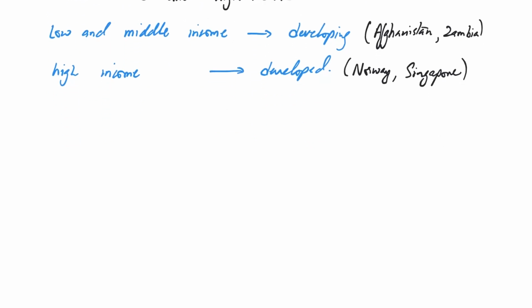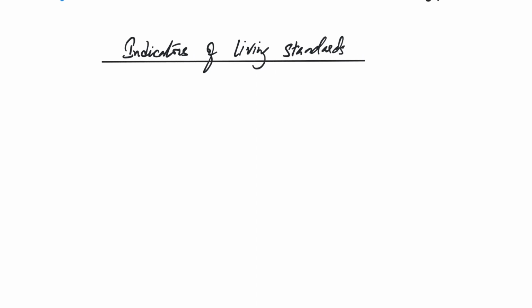So in your O level course, you have two indicators that we talk about. Indicators of living standards. Two indicators of living standards. So एक तो है हमारा रियल जीडीपी पर हेड, real gross domestic product per head.